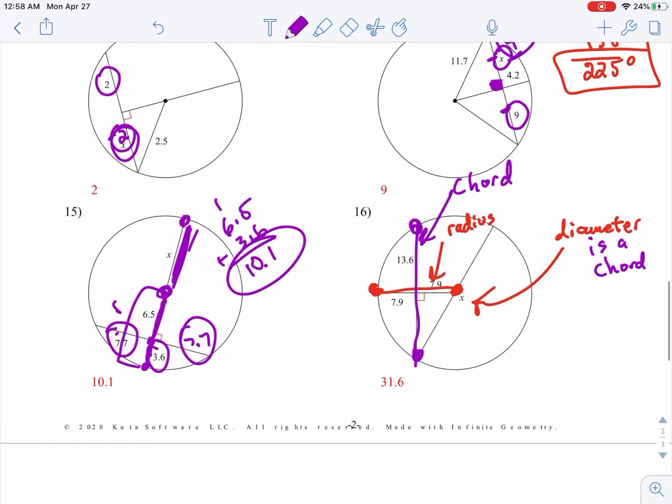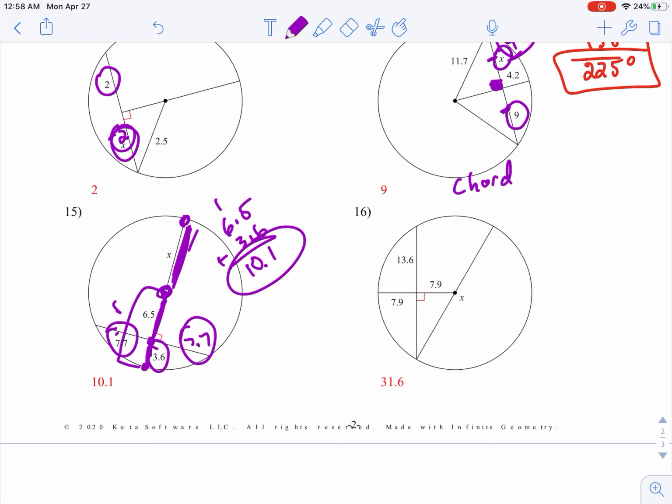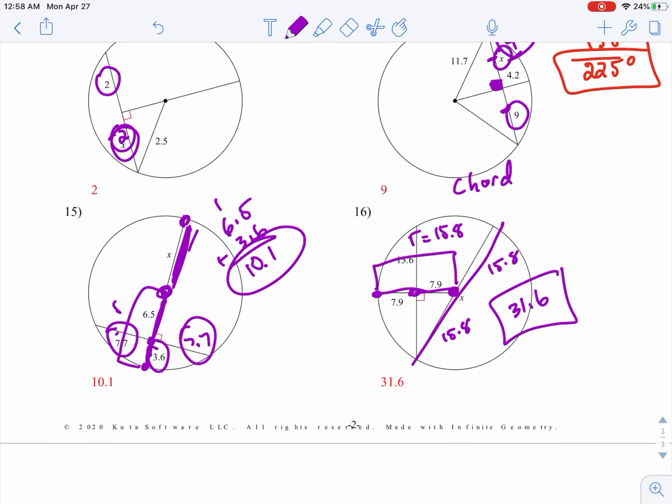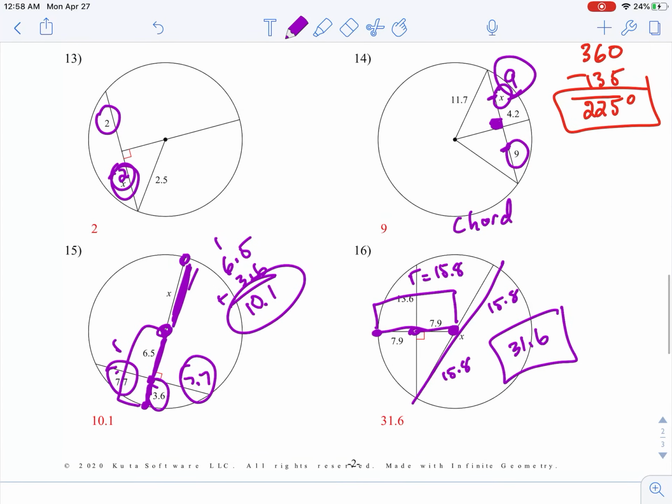All right. We talked about all these words. Now let's do something here. So 7.9 plus 7.9 is 15.8. So the radius is 15.8. But this x goes all the way across. So this is 15.8 and this is 15.8. So you add those together, or you can multiply by 2 either way. 31.6.